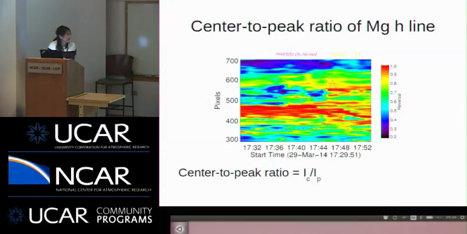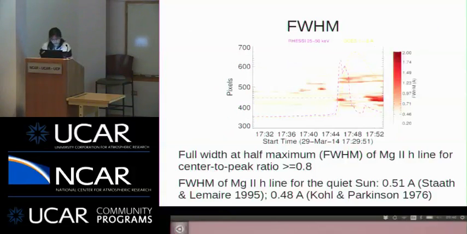Here we show the center to peak ratio of the magnesium h lines, which shows how the line profile is reversed, and we can see in the flare footpoints, the center to peak ratio is very large, close to 1. And for the line width, we plot the full width at half maximum of the magnesium h line.